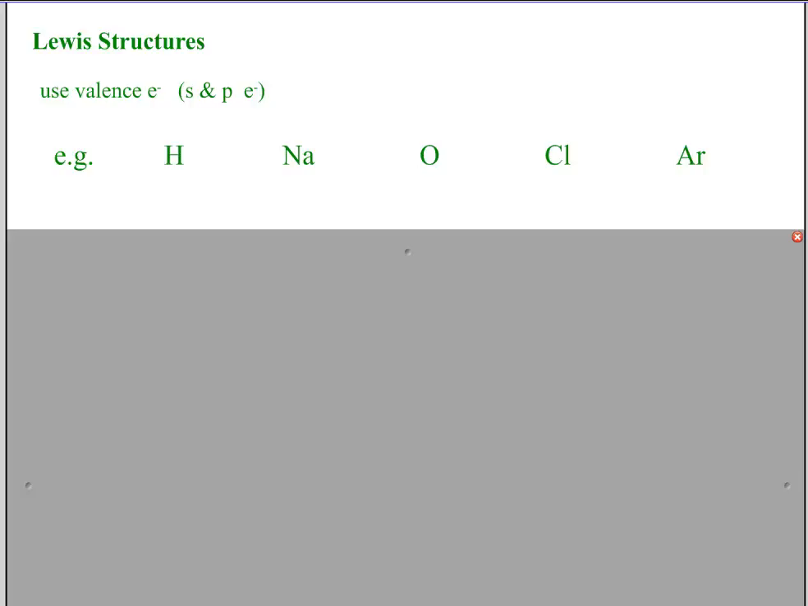So hydrogen has 1 valence electron. Sodium has 1 valence electron. Does it matter which side I put the dot on? No. Oxygen has 6 valence electrons.